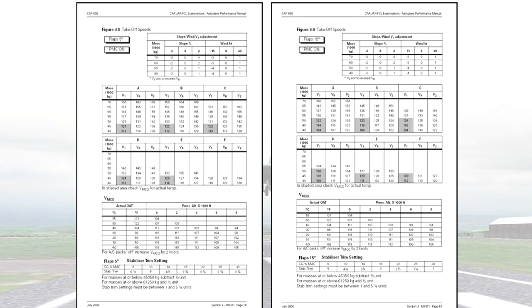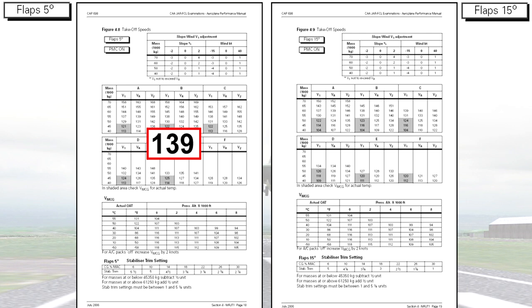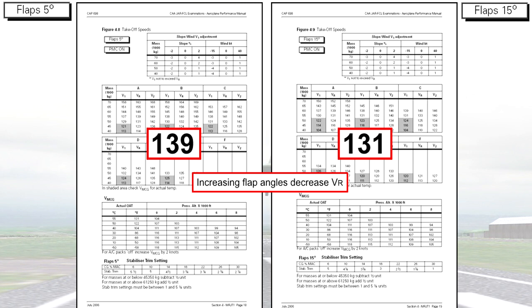Page 18 lists the V speeds for 5 degrees flaps, and page 19 lists the V speeds with 15 degrees flap. Therefore, comparing these speeds from the 2 pages should tell us the effect of the flaps. On page 18, which is 5 degrees flap, a 55,000 kilogram mass requires a VR speed of 139 knots. But on page 19, which is 15 degree flap, and for the same mass of 55,000 kilograms, the VR speed is now only 131 knots. Therefore, we can see that increasing the flap angle decreases VR.